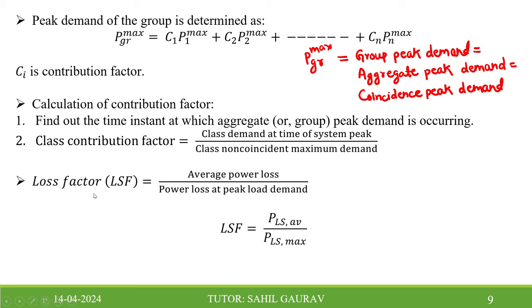Now the last expression is the loss factor. The loss factor is the ratio of average power loss to the power loss at peak load demand. So it is with respect to loss. We know that load factor is the average demand upon peak demand, so it is related to load factor only. If you know the load factor, then you can also remember the loss factor expression. We know that load factor is average demand upon peak demand.